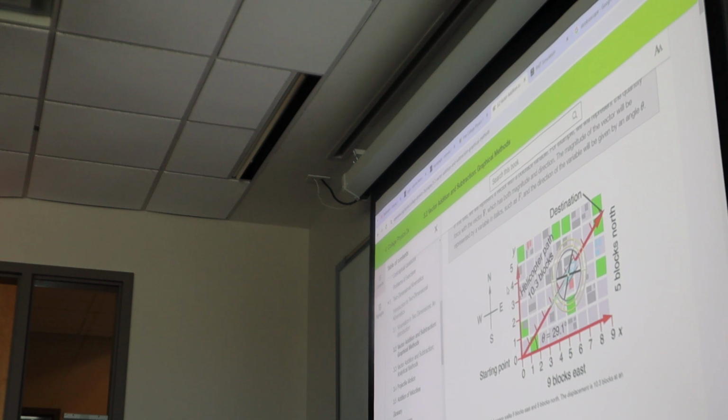There's some protractors. I meant to grab a protractor. Oh, I think I do have a protractor in here.